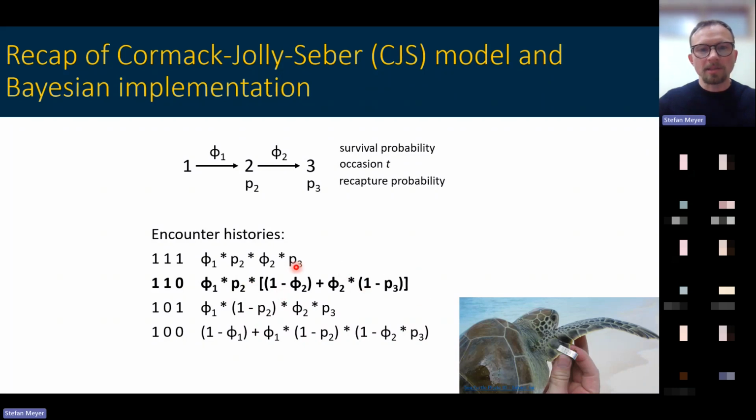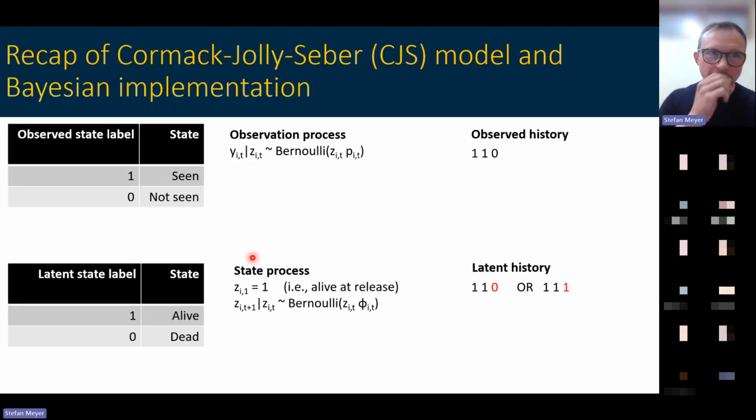But then for the last occasion, the probability statement is either the animal hasn't survived with probability 1 minus phi 2, or the animal has survived with survival probability phi 2 times the animal has not been seen at the third occasion, so 1 minus p3. And then we can count the number of individuals in each encounter history and use multinomial likelihood distribution to estimate the different parameters. So I think we're all familiar with that.